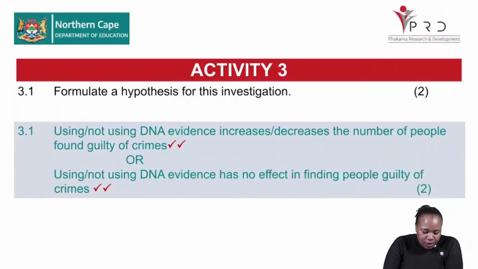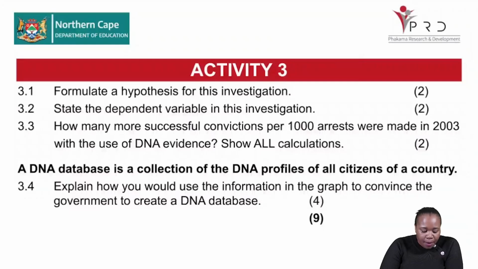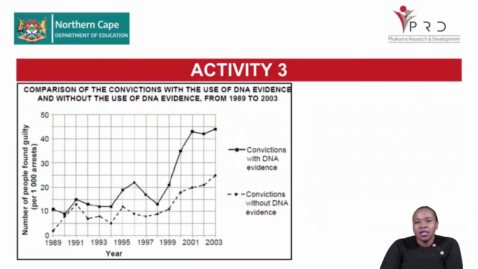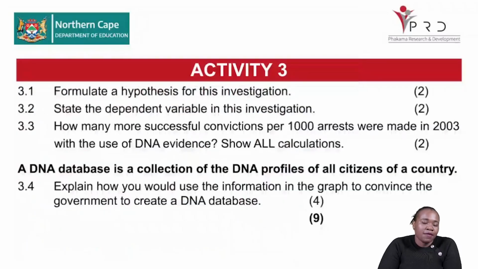Okay, so it says here, formulate a hypothesis for this investigation. So we've already discussed how to formulate a hypothesis. Remember, by looking at the graph, you can already see what the hypothesis would be in this case. You can see that with the use of DNA evidence has increased the number of convictions, right? However, you can say that the number of convictions have increased without DNA evidence. You don't have to be exactly correct. It is a hypothesis after all.